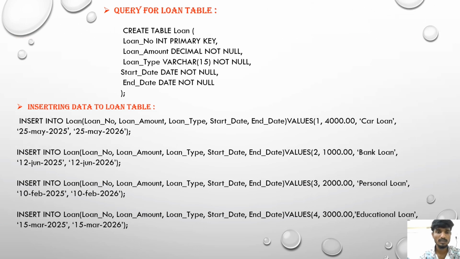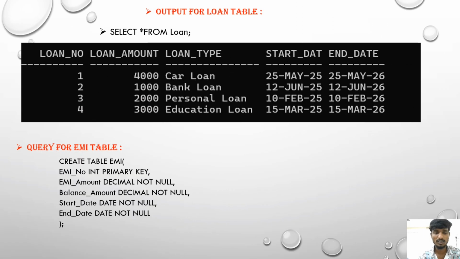This is the query for the loan table. I have inserted four values into the loan table. Loan number is 1, loan amount of 4,000, and the loan types are car loan, bank loan, personal loan, and education loan. For this loan table, the output will show like this.